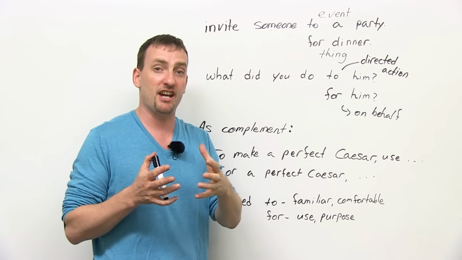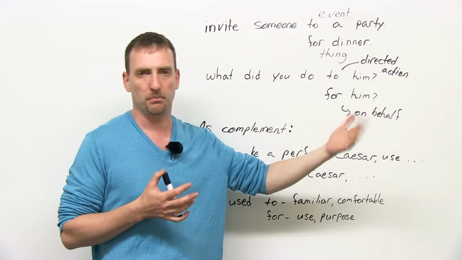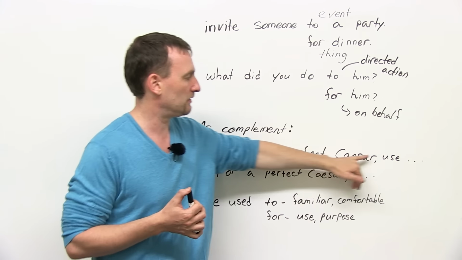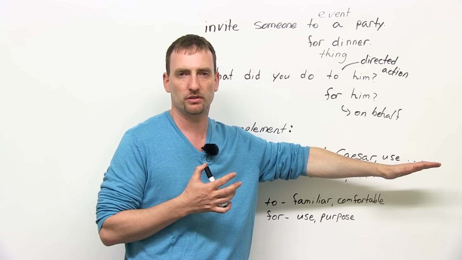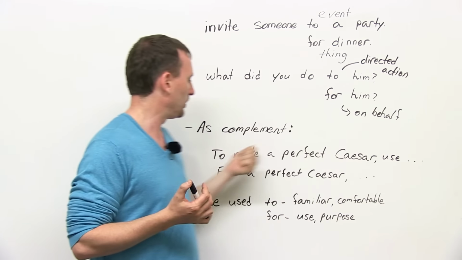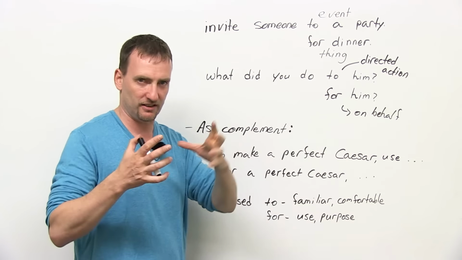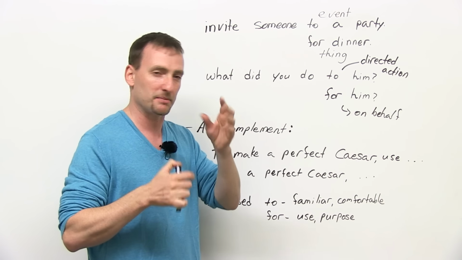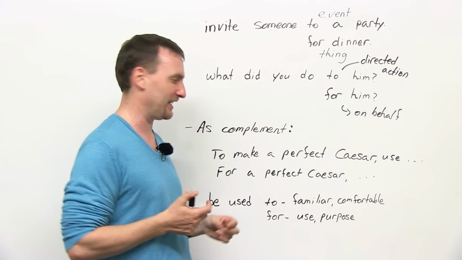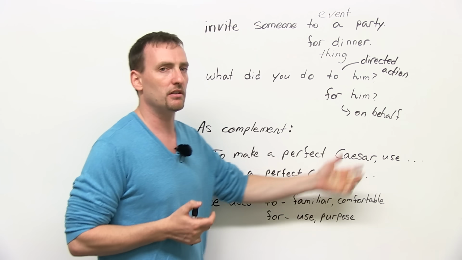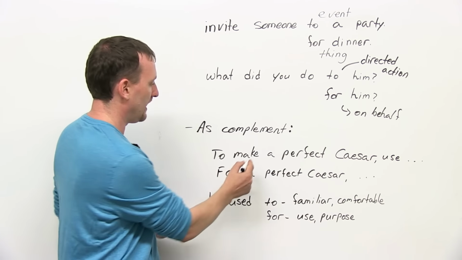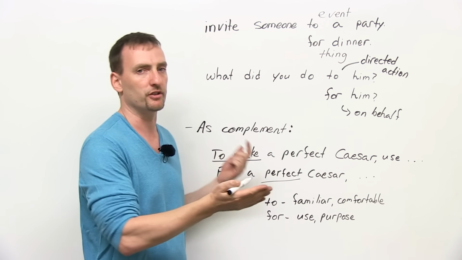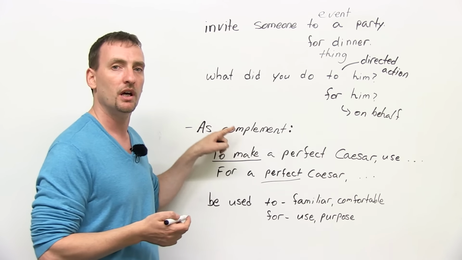Now, we can also use to and for as a complement. A complement is a phrase that completes the meaning of something before. So I want to say, to make, use spiced clamato juice. For what? To make a perfect Caesar. A Caesar is a drink. It's an alcoholic drink. Vodka, clamato juice, Tabasco, a little spices. It's very delicious. Very Canadian drink. For a perfect Caesar, use spiced clamato. Again, I have the infinitive verb. I have the for thing. Noun, verb. That's the only difference when we're talking about complement.